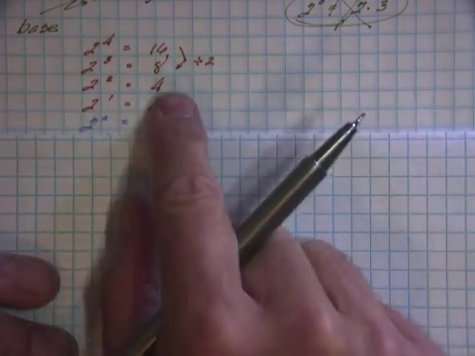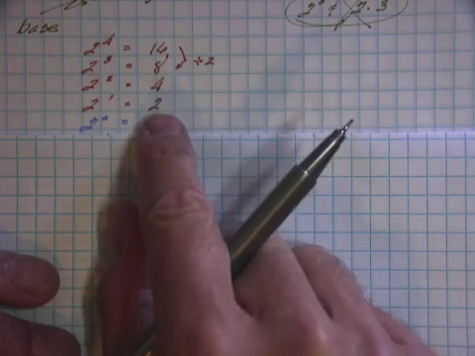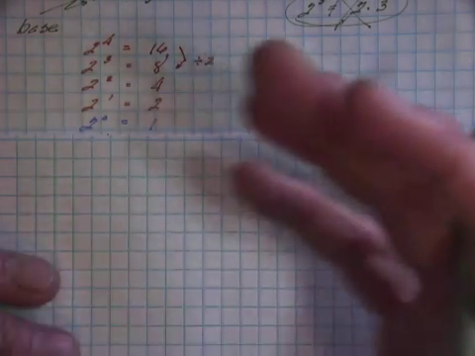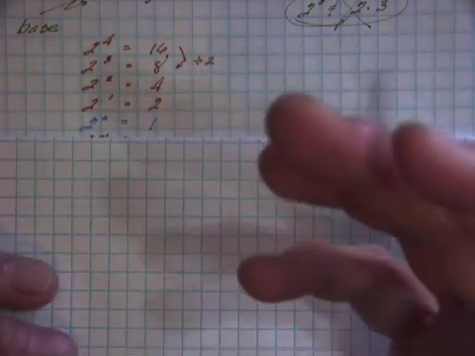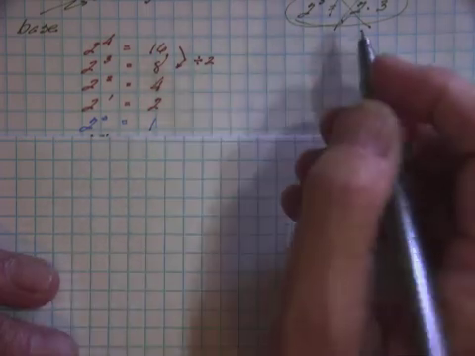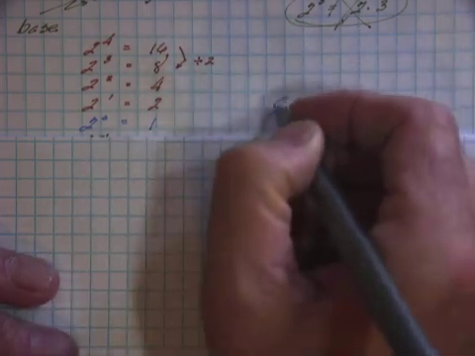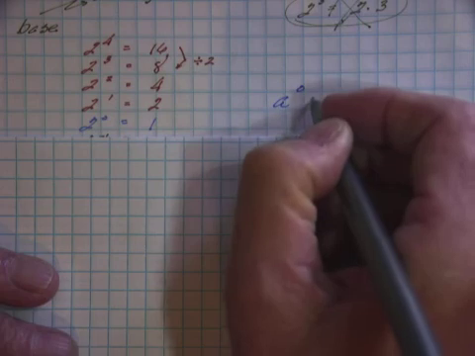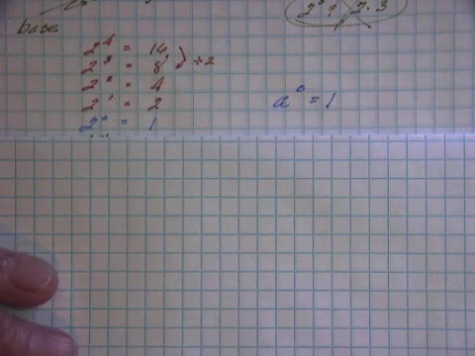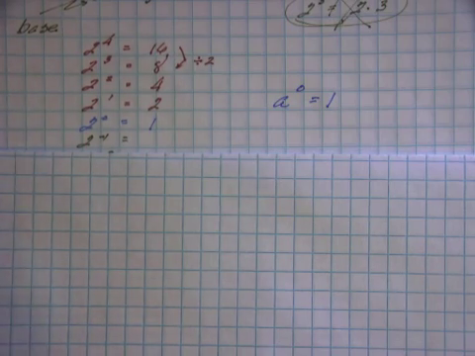is, what would 2 to the 0 be? Well, 4 divided by 2 is 2, 2 divided by 2 is 1. So any number to the 0 power, or to the 0 exponent, has a value of 1. And that leads us to our first rule right here. Any number to the 0 power equals 1. All right, let's keep going.